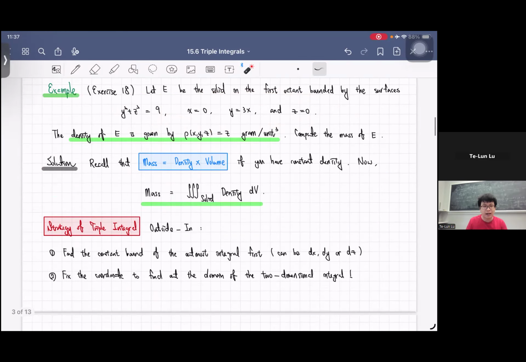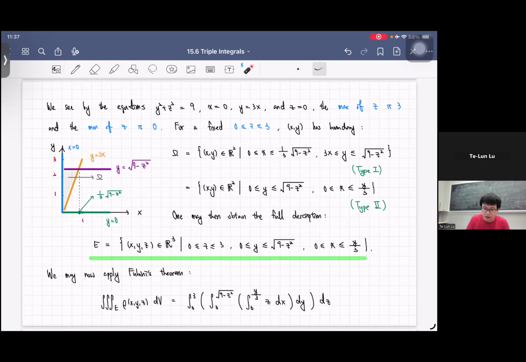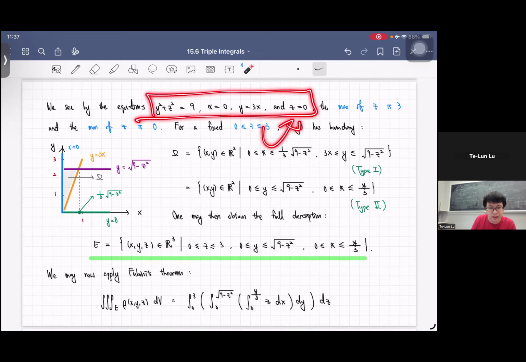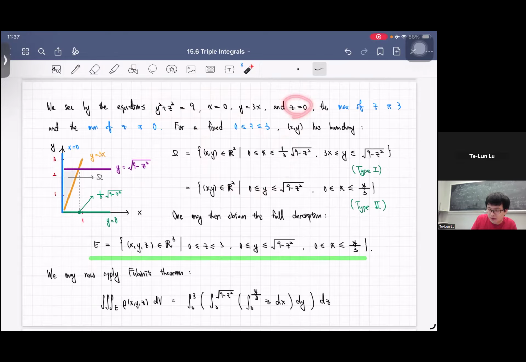Say in this case, I want to fix z first. Then obviously, based on these four conditions, the minimum of z is 0, right? And the maximum of z is determined by this guy, which is 3. Usually it should be minus 3 and 3, but we're choosing the configuration from the first option, so z has to be positive. So the maximum is 3 and the minimum is 0. That's the first step performed.